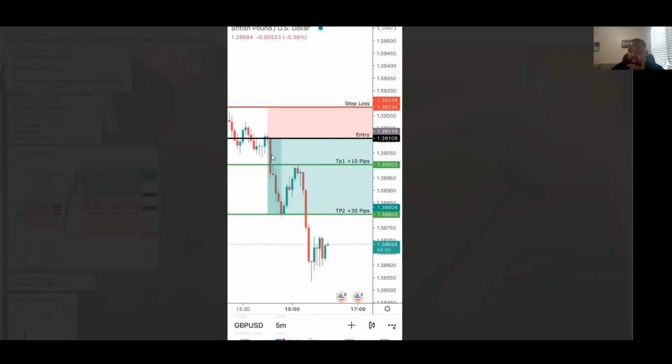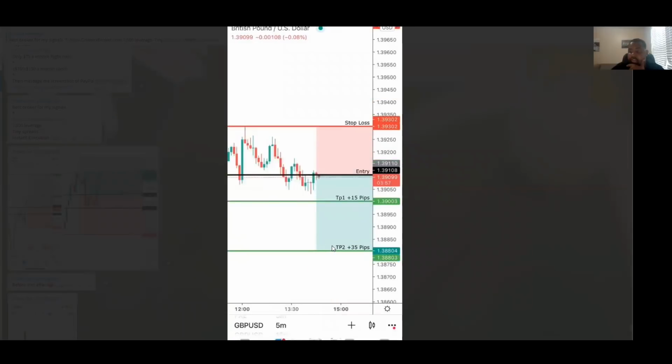So here's a past trade. Here's another sell, instant profit, take profit 1, take profit 2.